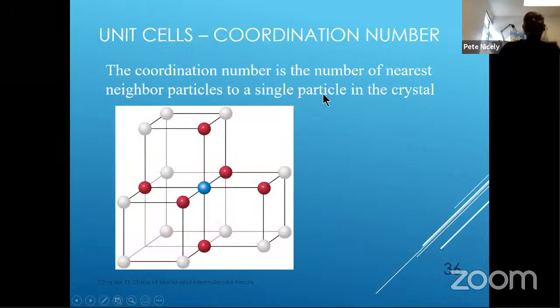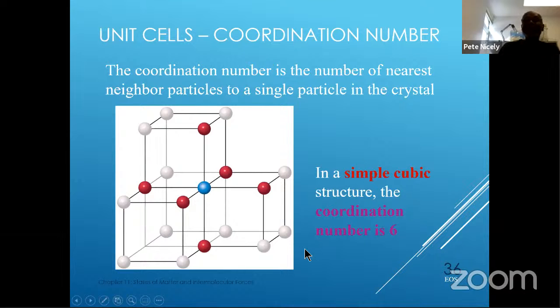Another terminology that I need to introduce to you is the coordination number. The coordination number is the number of nearest particles to a single particle in the crystal lattice. For example, in the case of a simple cubic structure, the coordination number is 6, as you can see in this example, where you have the central atom or ion, and you have 1, 2, 3, 4, 5, 6 atoms or ions surrounding it. So we call that the simple cubic structure, and therefore the coordination number is 6.